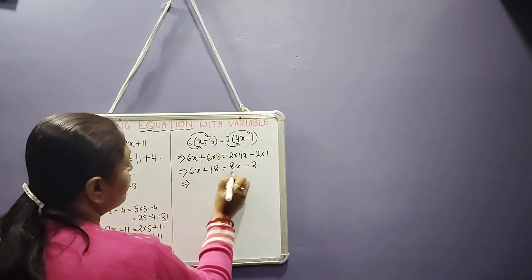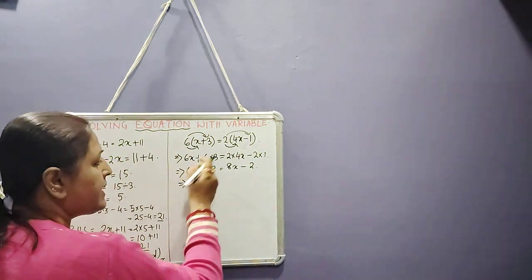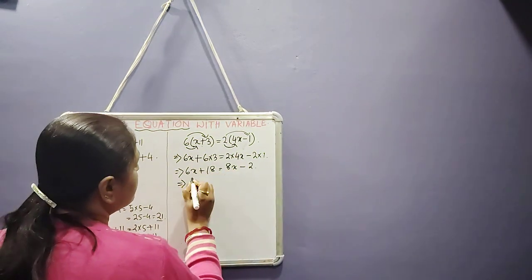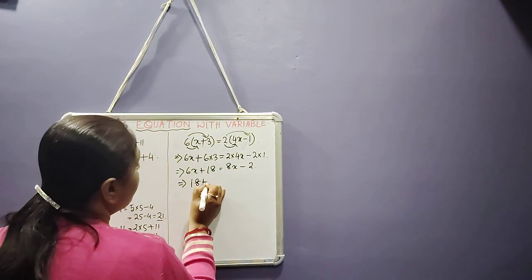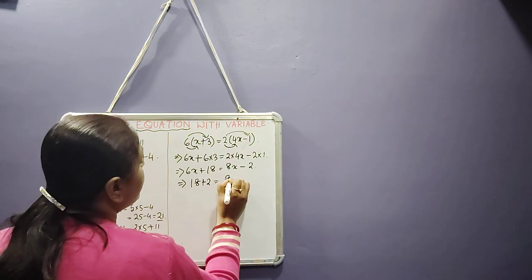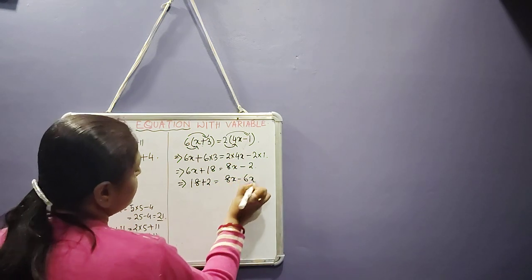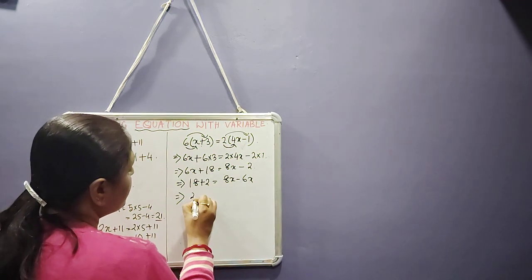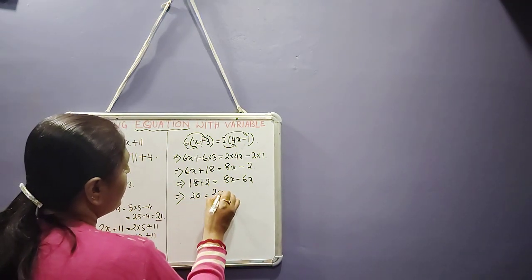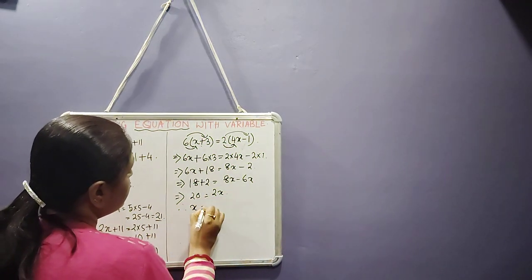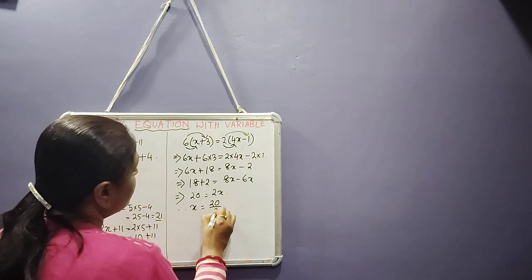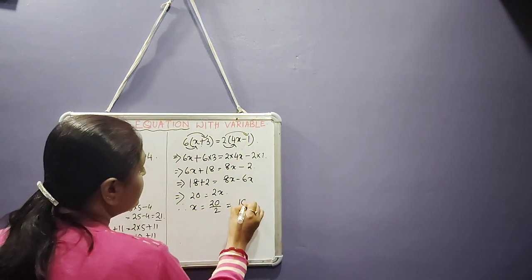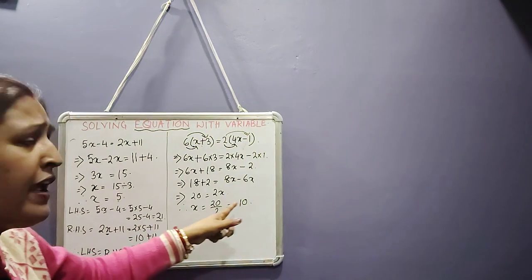Now we will take the variable on one side and numbers on one side. So 18 plus 2 is equal to 8x minus 6x. Just change of side means change of sign also. So 20 equal to 2x. Therefore x is equal to 20 divided by 2 equal to how much? 10. So the value of x is 10.